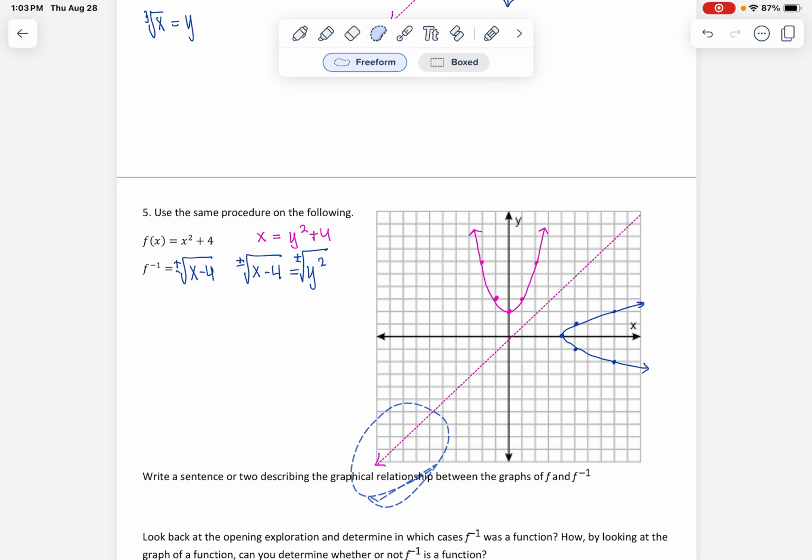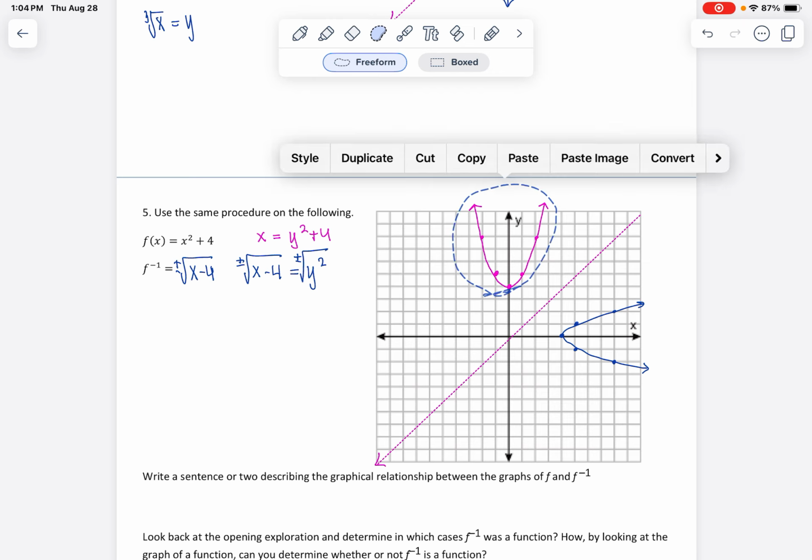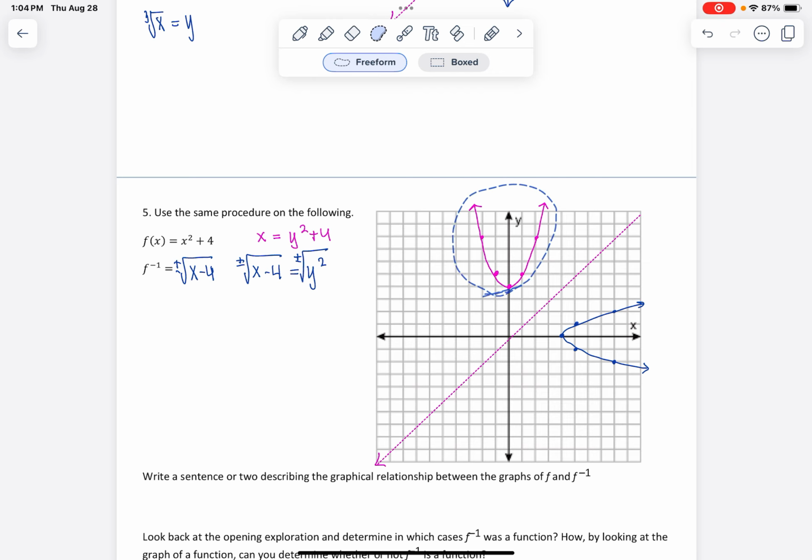Oh, I graphed mine wrong, so that's not helpful. I graphed it at 0, 2. So let's move it up to where it's supposed to be. 0, 4. There you go. Up 4, not up 2. There we go. Now it's a reflection over the line y equals x, right? You can see that there's a mirror image of each point.